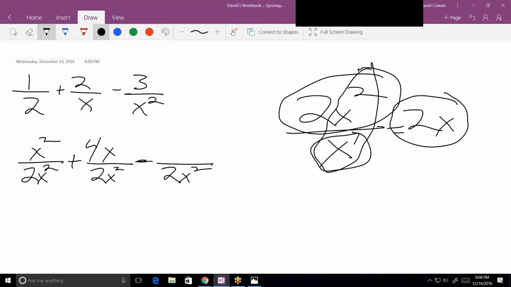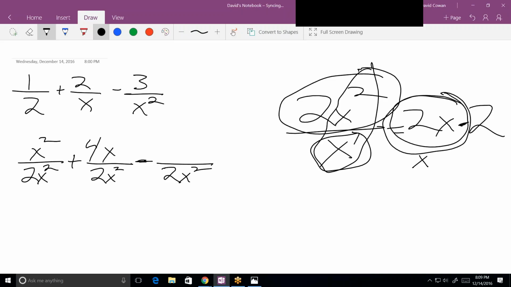In other words, I take this 2x, I multiply it by 2 because 2 is in the numerator. That's how I get the 4x. And now if you look at this, you can see that's the same as that. 4 over 2 is 2, and x over x squared is x in the denominator. Okay? What about over here?